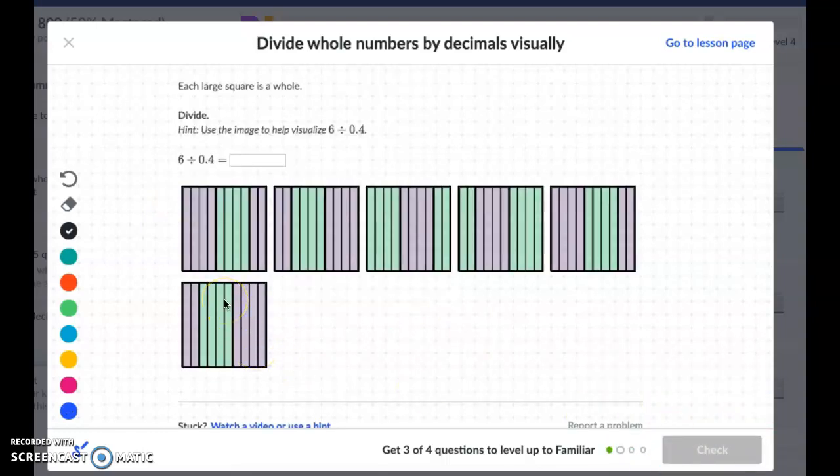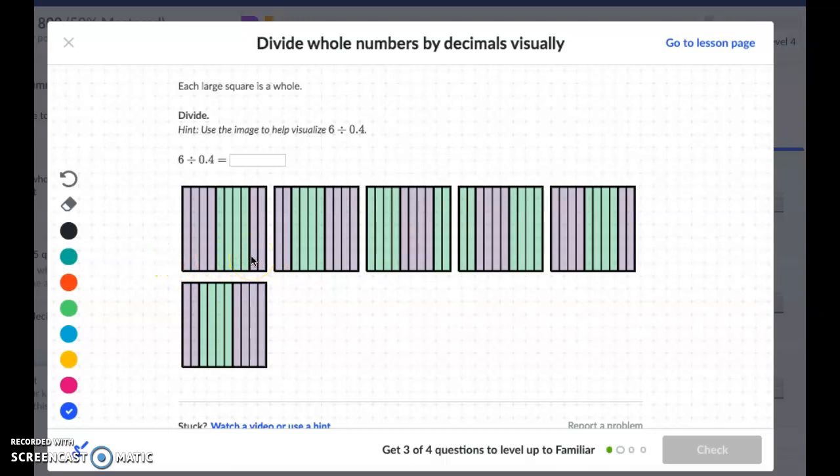6 divided by 0.4 or 4/10. So here we have 6 full candy bars, 1, 2, 3, 4, 5, 6, and they are divided into sections of 4/10. So if you look, 1, 2, 3, 4 out of 10 are shaded in. And then green, 1, 2, 3, 4 out of the 10 are shaded in.